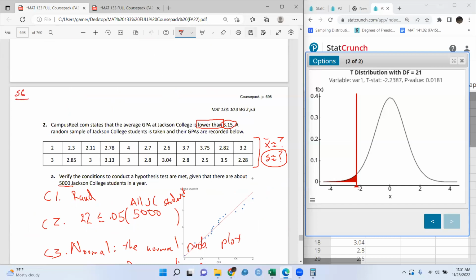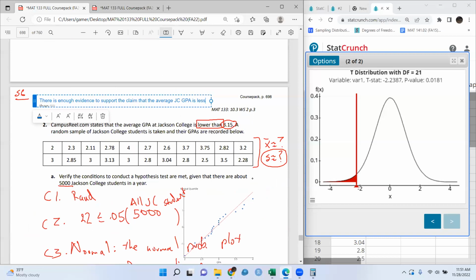Step 6. There is enough evidence to support the claim that the average JC GPA is less than 3.15.